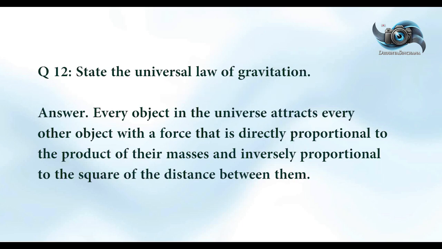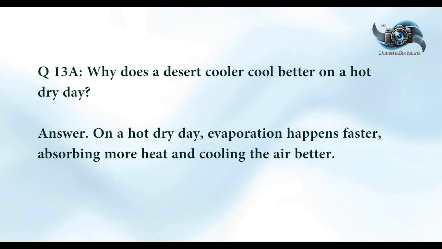Question number 12. State the universal law of gravitation. Answer. Every object in the universe attracts every other object with a force that is directly proportional to the product of their masses and inversely proportional to the square of the distance between them.